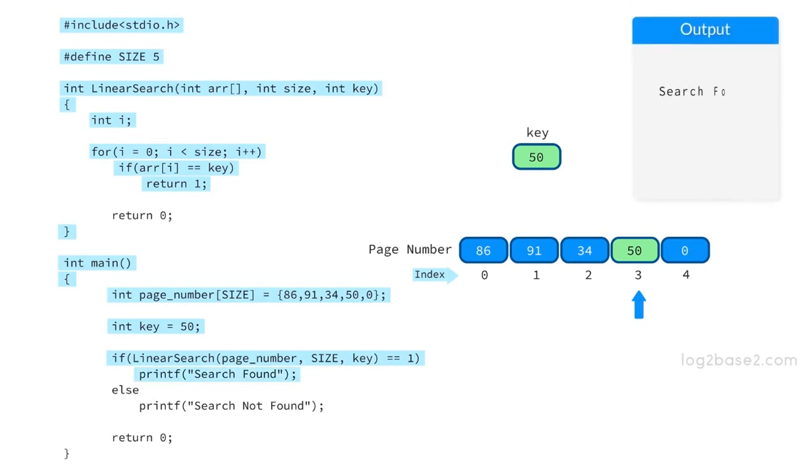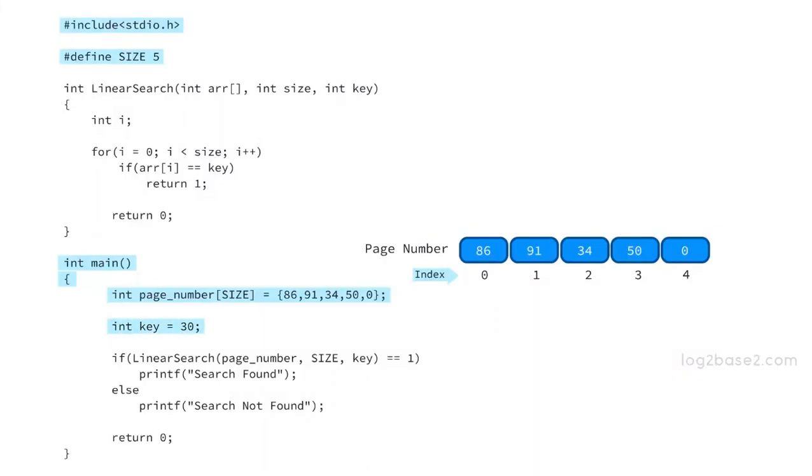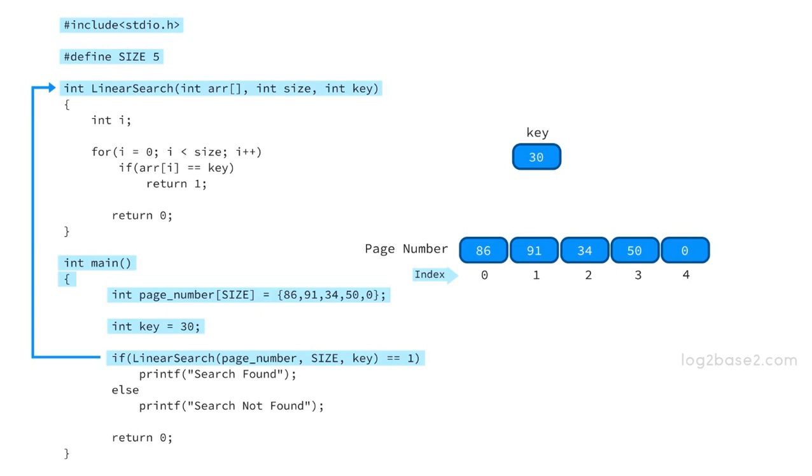And it prints search found. Now let key equal to 30. So let us search for 30 in the array page number. So the function is called by passing the array, size and key, and control gets here. We will iterate over the array, and in each iteration we will compare the key and the array element. So declare the integer variable i, and we have the for loop for i equal to 0, i less than size, i plus plus. And in the first iteration i equal to 0. So check if arr of i, that is arr of 0, equal to key, and it is not.